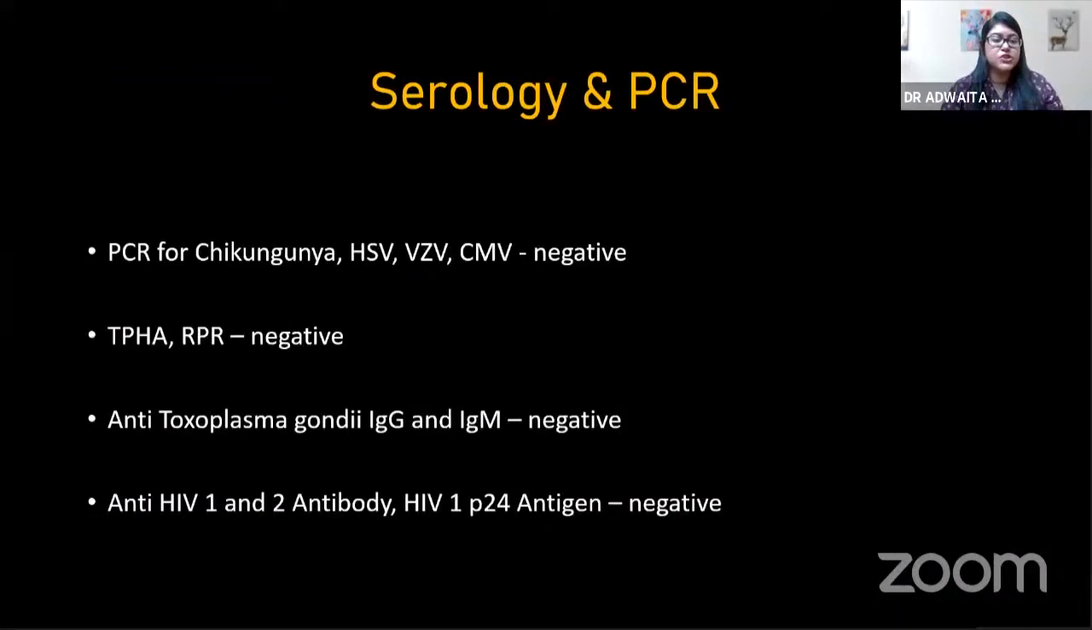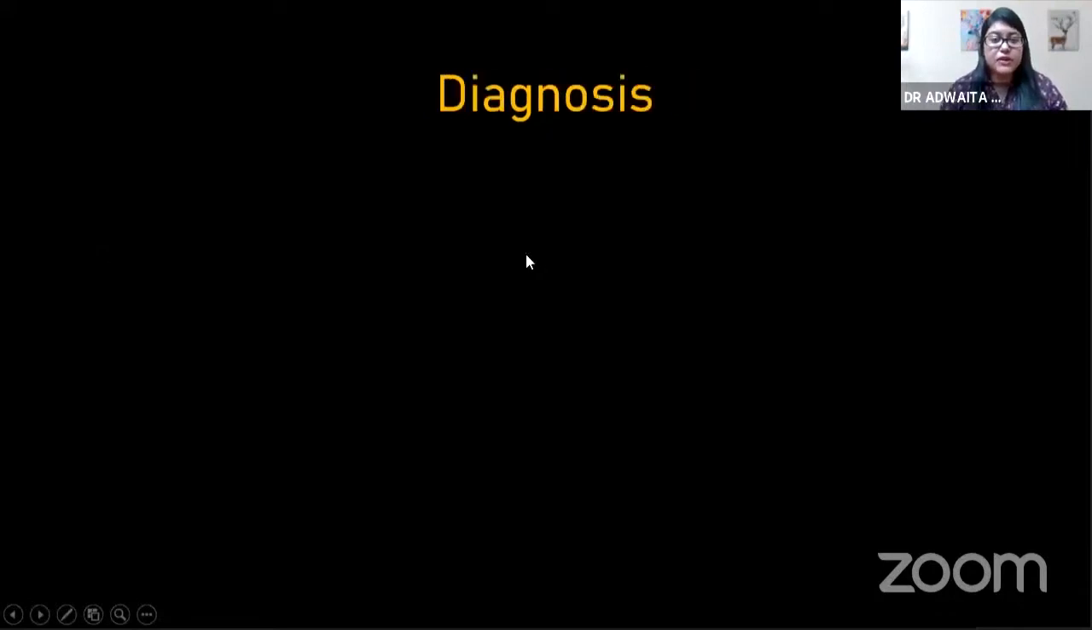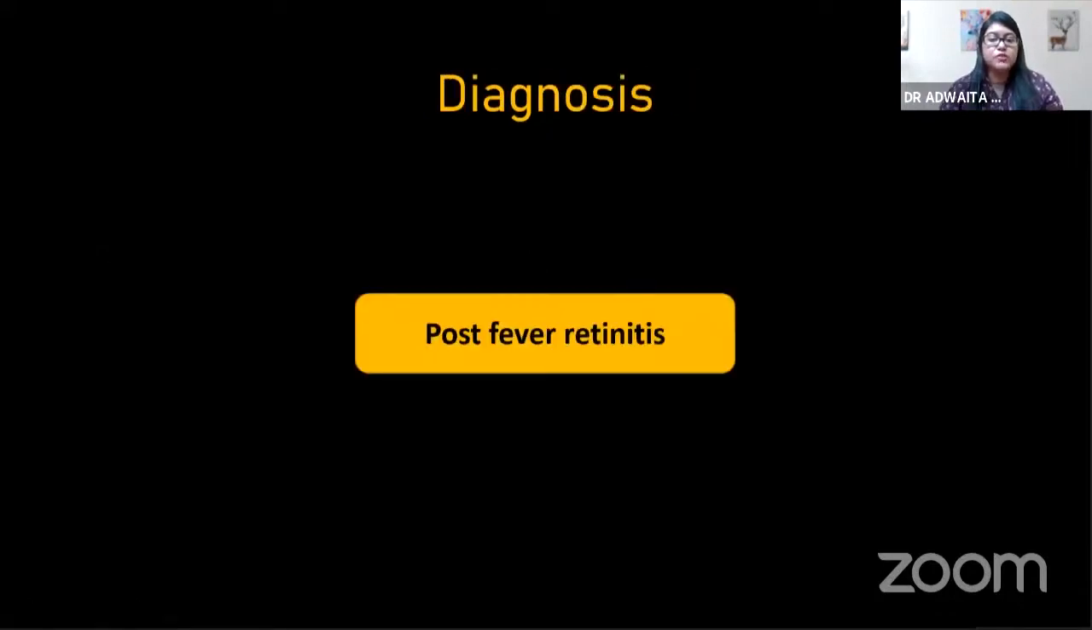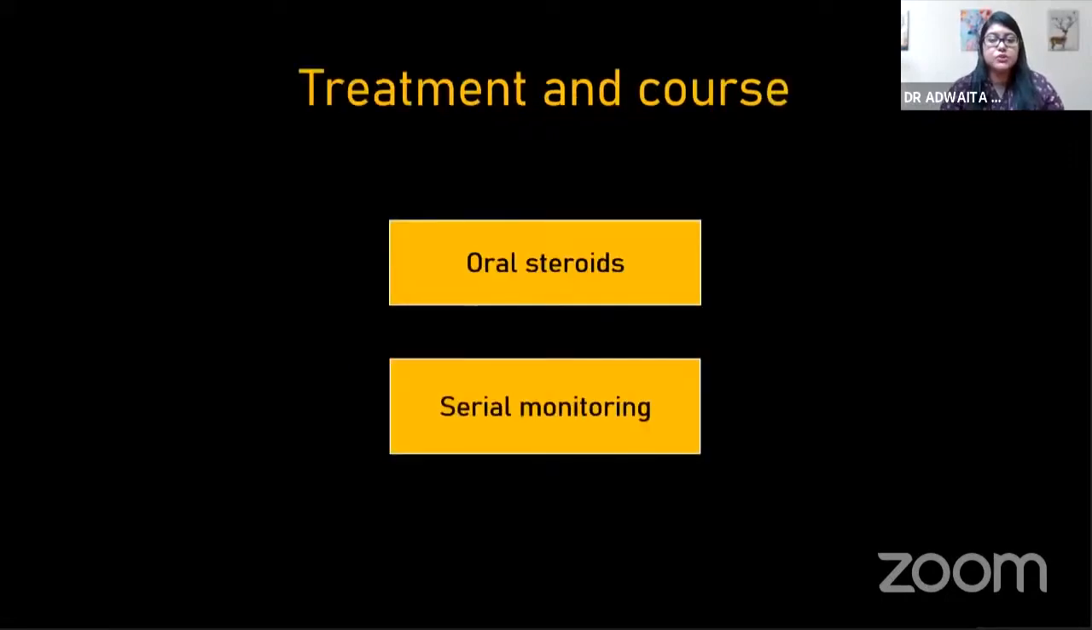Moving on to serology, all the serology came back negative. The PCR for the viruses was also negative. We now reached a diagnosis of post-fever retinitis. The patient was started on oral steroids 1 mg per kg body weight and he was kept on close follow-up.